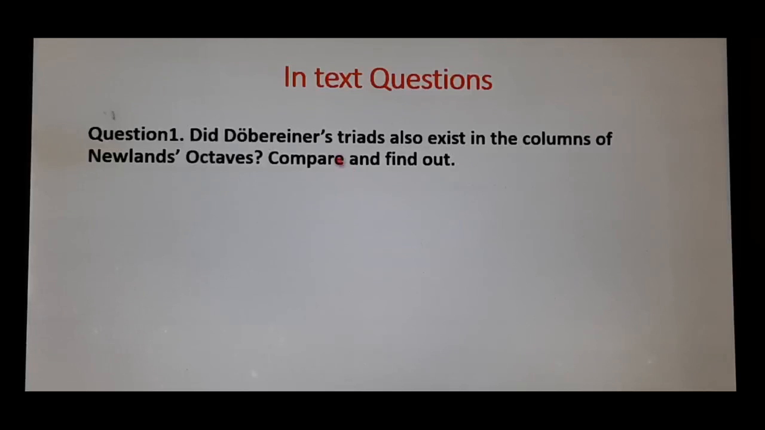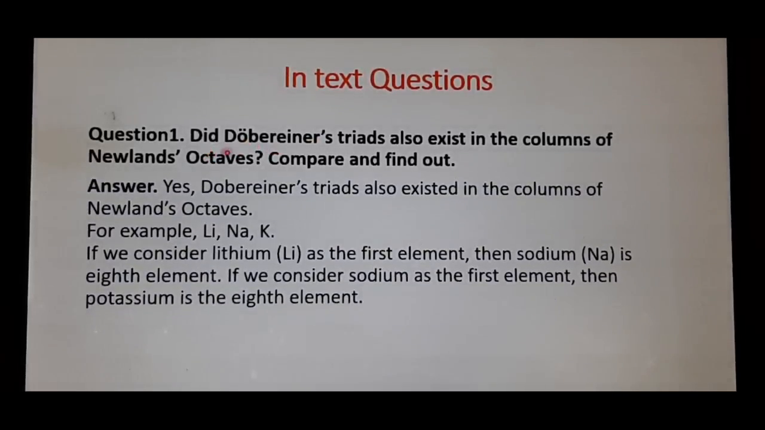Now let us discuss a few in-text questions. So these questions are given in between the NCERT textbook, and these are blue in color. So related questions we will cover now. Question number 1 is, did Dobereiner's triads also exist in the columns of Newlands' octave? Compare and find it out.